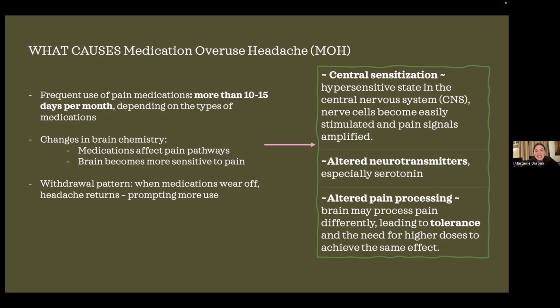And then the altered pain processing theory, where the brain may process pain differently, which can lead to tolerance. Because your brain gets used to having all this pain medication, you need higher and higher doses to achieve the same effect that you were achieving before with lower doses of medication.